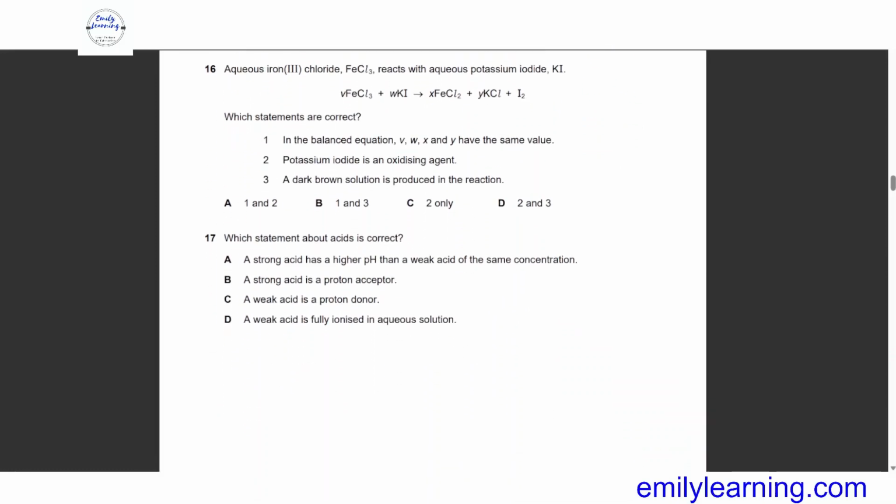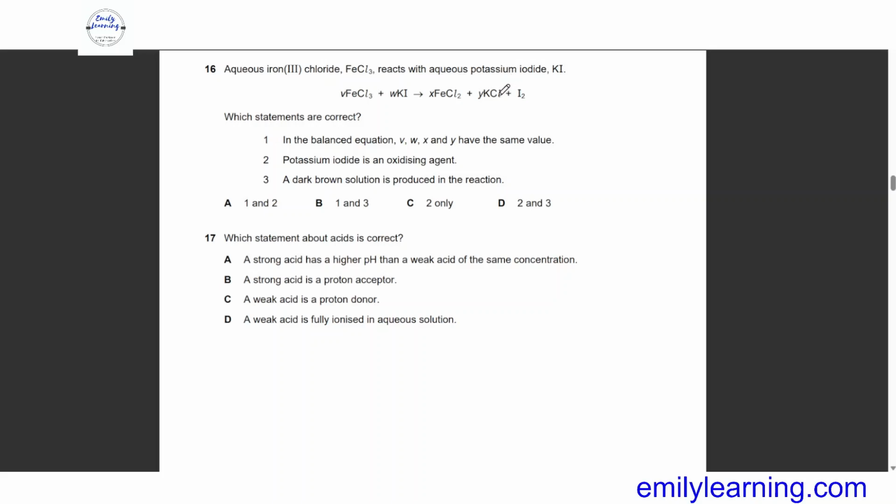Moving on to question 16, you have aqueous iron(III) chloride, FeCl3, reacting with potassium iodide, KI. So which statements are correct? In the balanced equation, v, w, x, and y have the same value. So before we can answer these, we first need to balance this equation. So I have Fe and Fe, so 1 and 1, okay, fair enough. So let's assume that they are just 1. Then let's look at Cl. I have 3 Cl here, 2 Cl and 1 Cl here, correct?